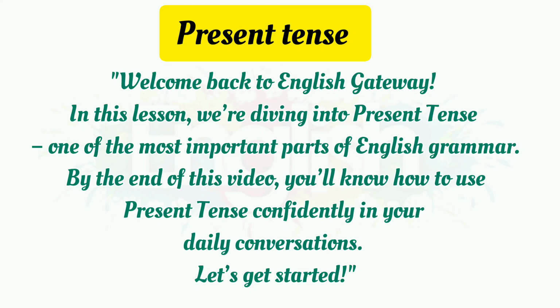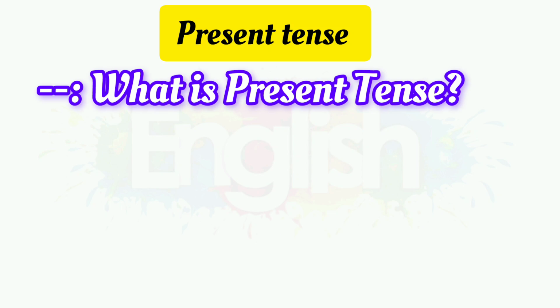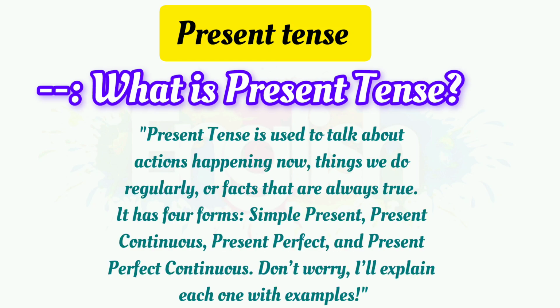In this lesson, we're diving into present tense, one of the most important parts of English grammar. By the end of this video, you'll know how to use present tense confidently in your daily conversations. Let's get started. What is present tense? Present tense is used to talk about actions happening now, things we do regularly, or facts that are always true. It has four forms: simple present, present continuous, present perfect, and present perfect continuous. Don't worry, I'll explain each one with examples.